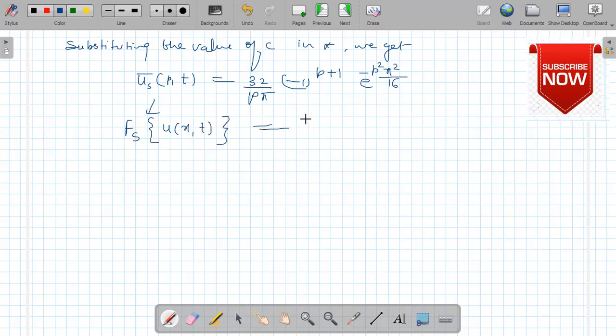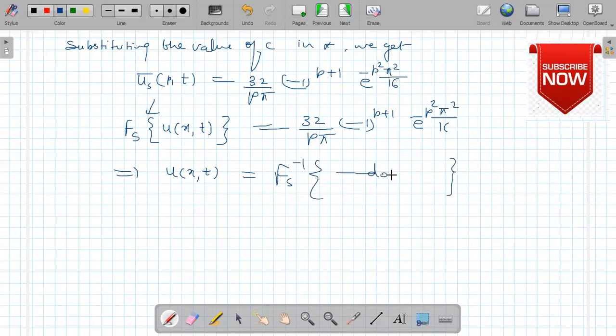Okay. So next step is to take inverse finite Fourier sine transform of this expression. u x comma t is Fs inverse of this whole. So u x comma t is, by definition, 2 upon L, which is 4, summation us p comma t sine p pi x over 4.